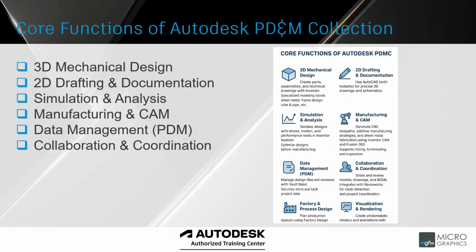Collaboration and coordination. This is quite important because collaboration and coordination shares and reviews models, drawings and bill of materials. You can also have a look at integrating with Navisworks for clash detection and project coordination. Factory and process design, where you can plan your production layouts using factory design utilities. This allows you to optimize material flow and equipment placement.